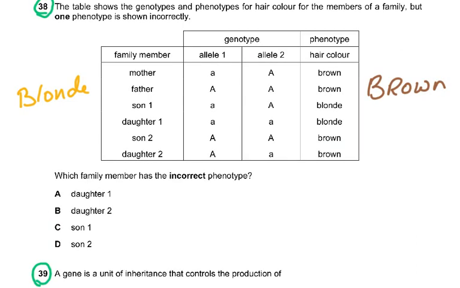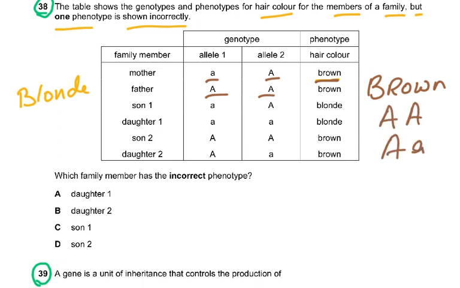Now reading this question, the table shows the genotypes and phenotypes for hair color for the members of a family, but one phenotype is shown incorrectly. Now when you look at it, it's brown. So what we have to understand is that the people who are brown are big A, small a, or big A, big A. So brown people can be either this or this. So this is the dominant trait. And the blonde people are given here as small a, small a. So brown, big A, big A, brown, big A, small a. So all these are correct.